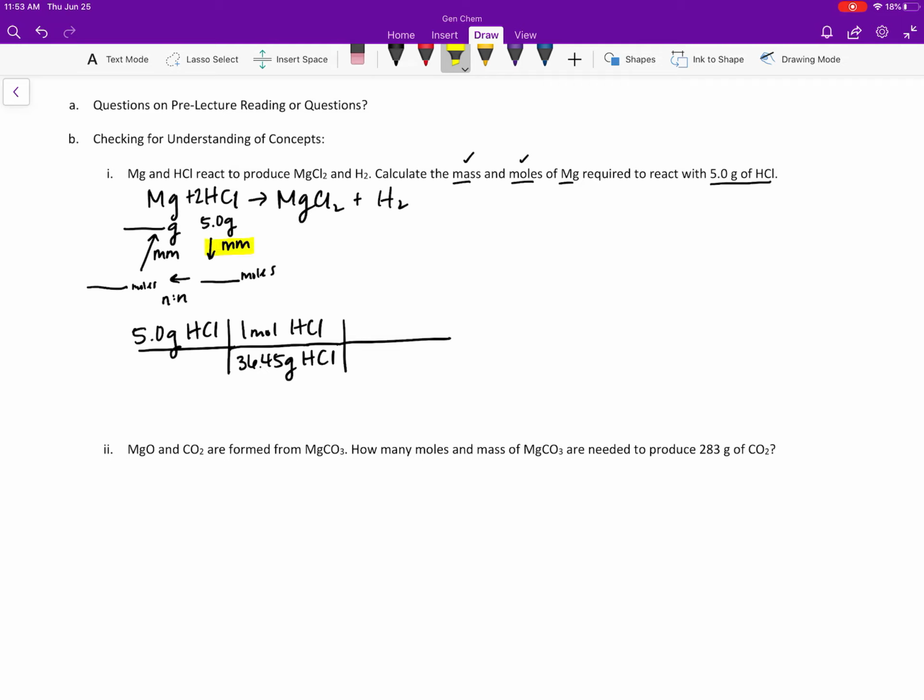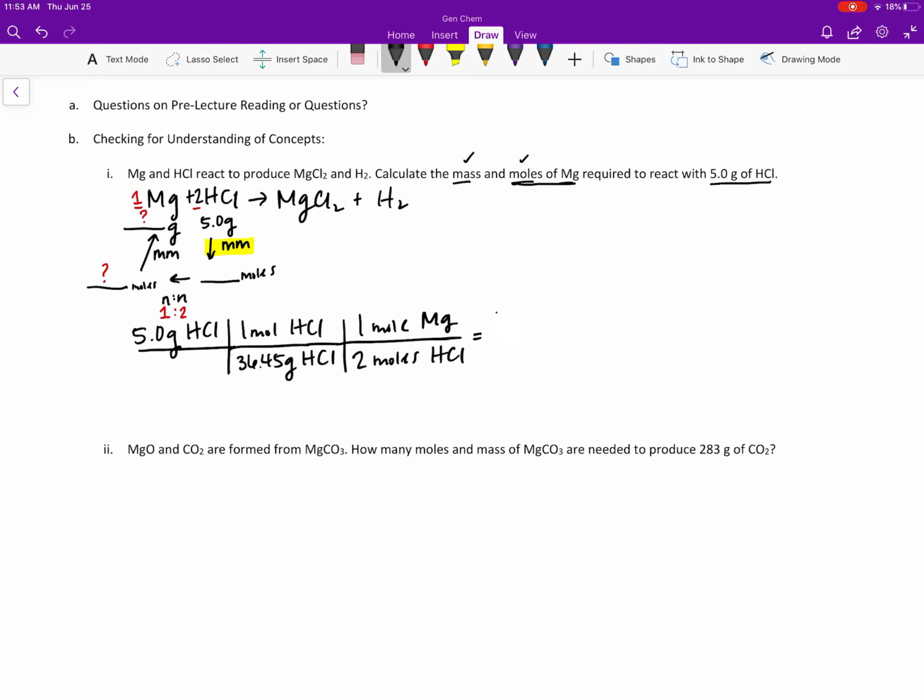And now I will be in moles of HCl, but that's not any of my final answers that I need. So now to go from moles of one thing to moles of another, I need to use the balanced chemical equation. So in this equation, for every 2 moles of HCl, it's 1 mole of magnesium. And that's what I'm going to plug into here. For every 2 moles of HCl, it's 1 mole of magnesium. And this will answer this first part. So I'm going to go ahead and stop there to solve for the first part.